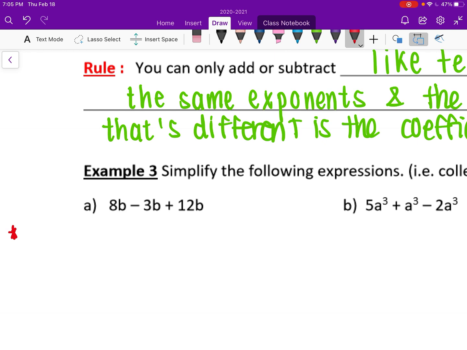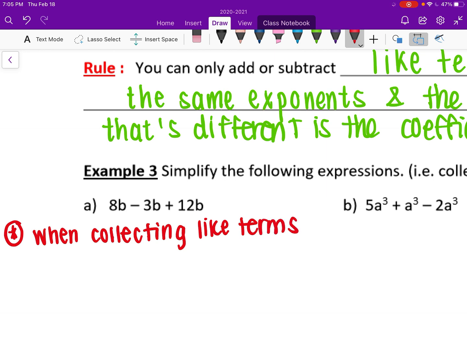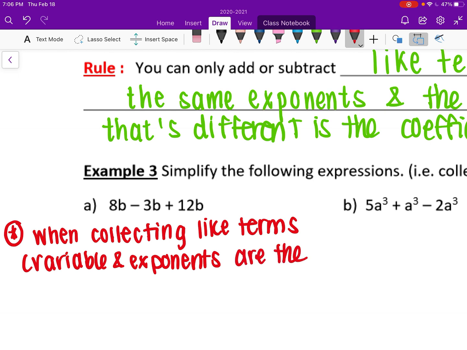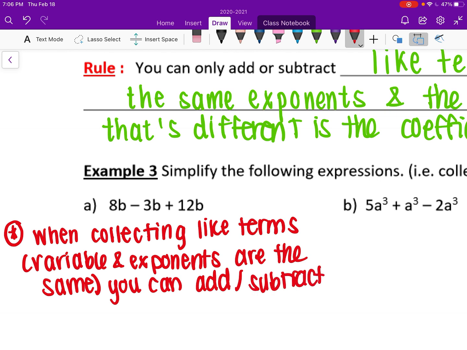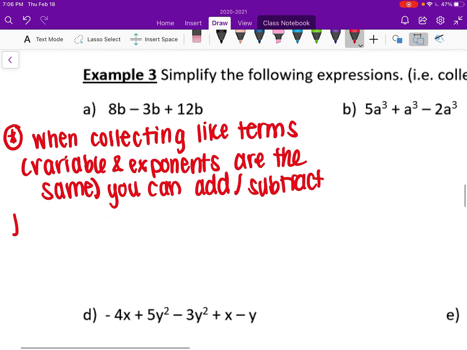So when collecting like terms, which means variables and exponents are the same, you can add or subtract just the coefficient, so the number at the front.